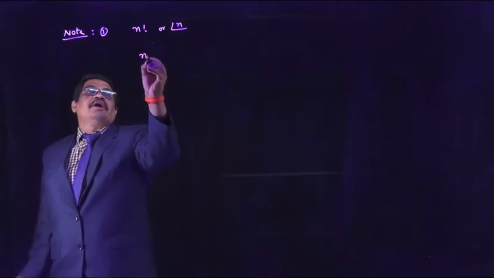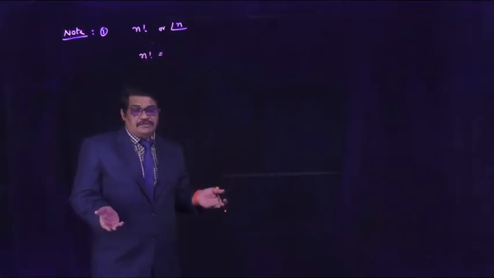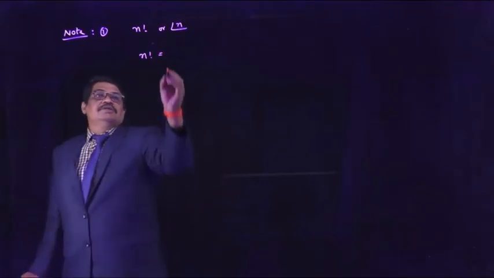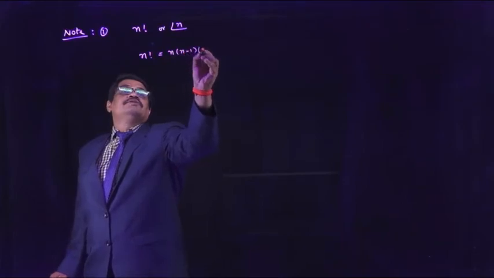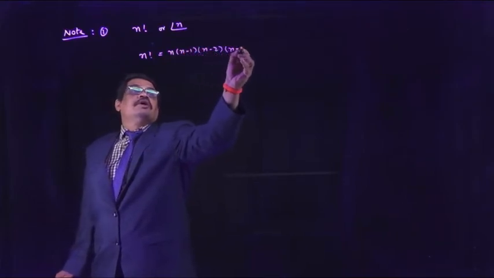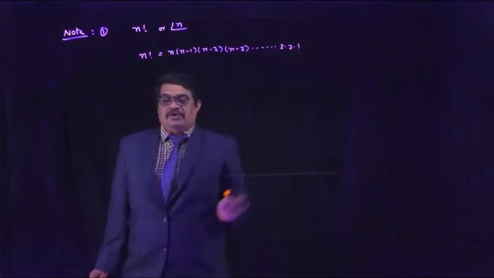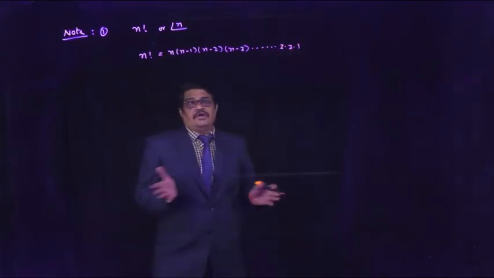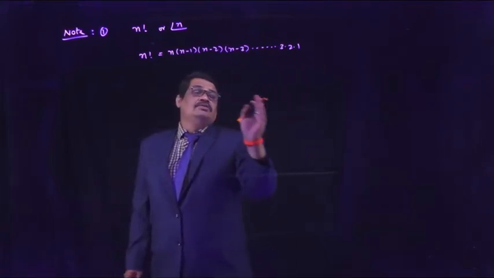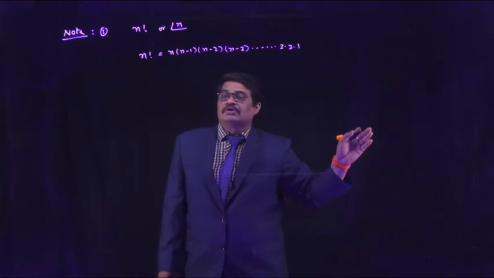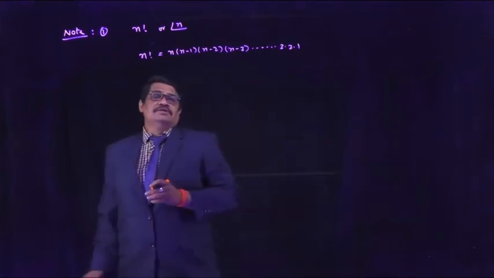What is n factorial? N factorial is the product of n natural numbers. This can be written as n into n minus 1, n minus 2, n minus 3 and so on, down to 3 into 2 into 1. Or we can write it from left to right, 1, 2, 3, 4 and so on, the product of n natural numbers. So, n factorial is this one.